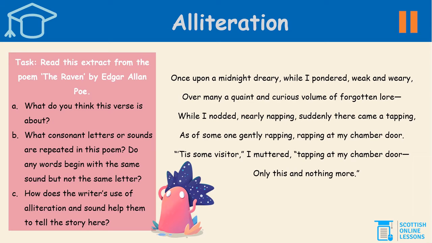B. What consonant letters or sounds are repeated in this poem? Do any words begin with the same sound but not the same letter? For example, a word beginning with PH will make the same sound as a word beginning with F. And C. How does the writer's use of alliteration and sound help them to tell the story? So you need to make sure you've answered A before you can answer C. Pause the presentation just now and try to answer those questions.